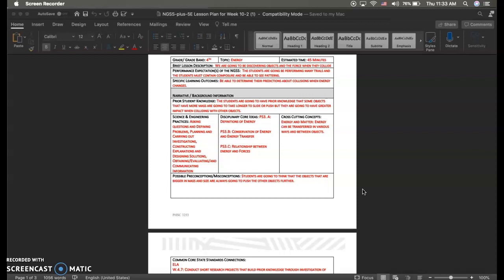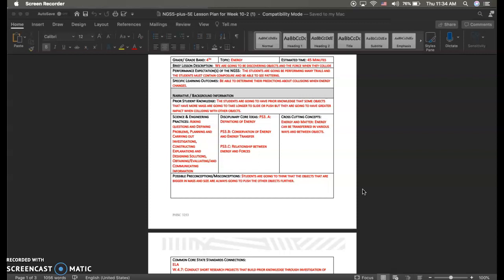In this lesson, they are going to be able to discover different objects and the energy that changes as they are sliding on the floor, and whenever the objects come together to the collision point, what happens, and even sometimes some of the objects collide and go different ways.